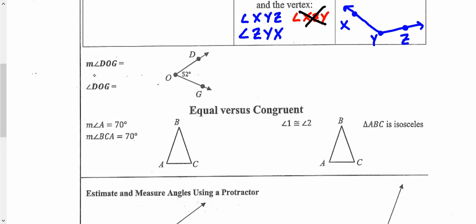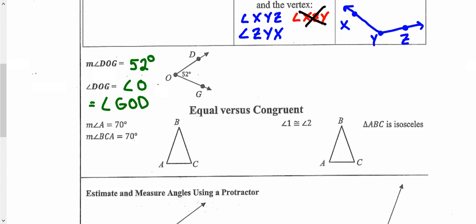So here we have the measure of angle DOG, it's a nice name there, which is going to be 52 degrees. And the angle DOG can also be called angle O. We could also say that this is angle GOD.